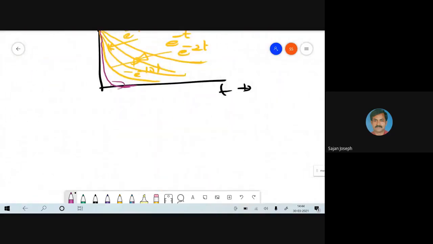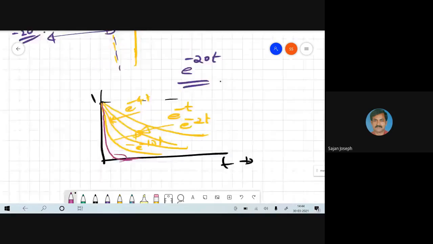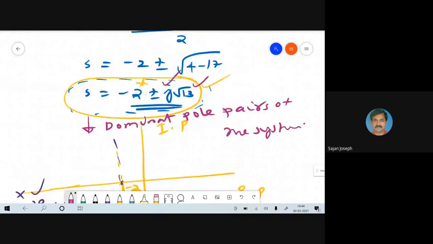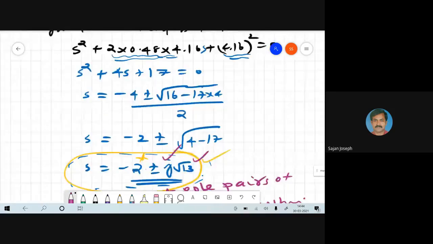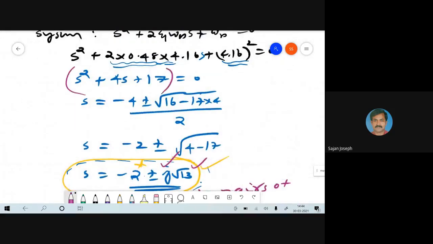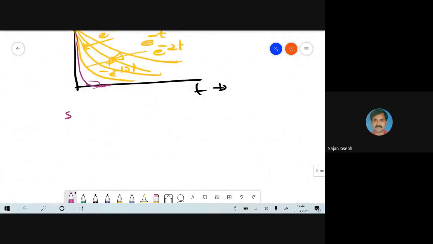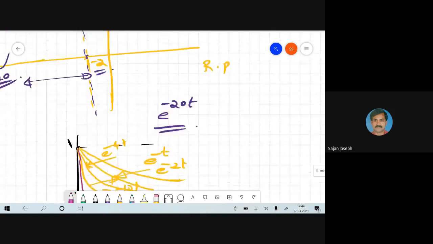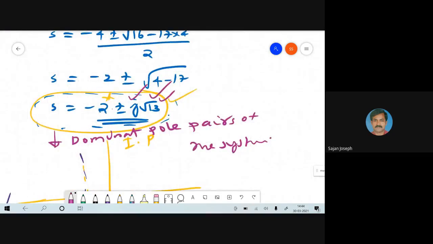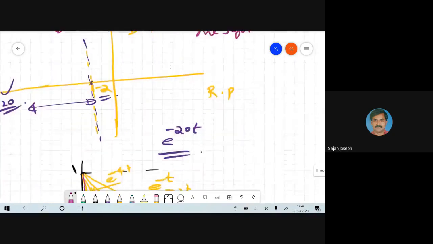And this method of controller design is actually the dominant pole pair based method of controller design. With these roots, we know the characteristic equation. One factor in the characteristic equation has to be s square plus 4s plus 17. If one factor in the characteristic equation is s square plus 4s plus 17, then naturally the roots will be the selected dominant pole pairs.